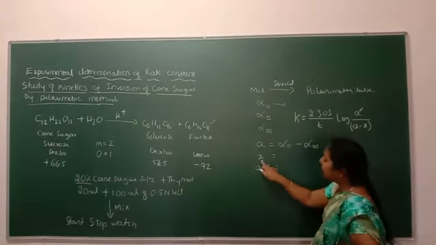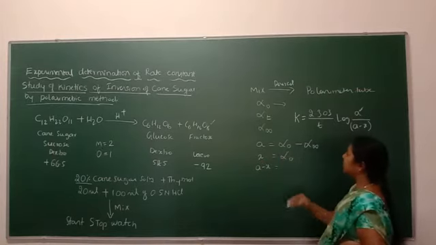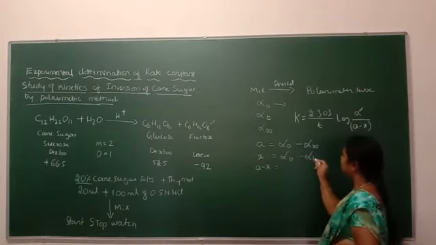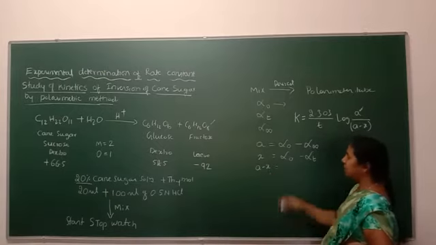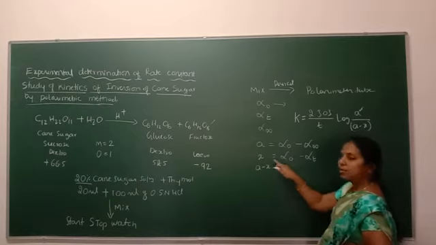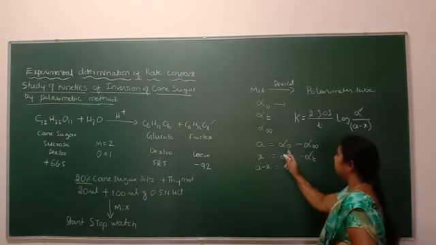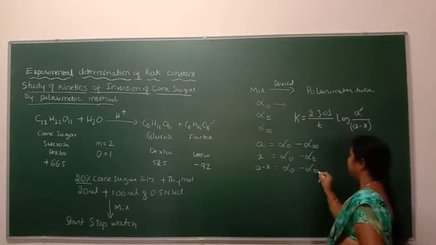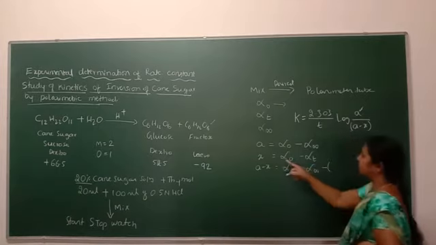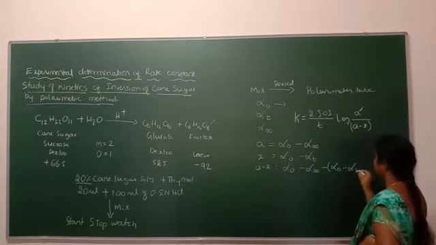So how can we calculate the value of X? By taking the difference between alpha naught minus alpha t, we get the value of X. And how can we find out the value of A minus X? We know the value of A and also the value of X. We will take the difference between these two, that is, A minus X, where the value of A is alpha naught minus alpha infinity, minus the value of X, which is alpha naught minus alpha t.